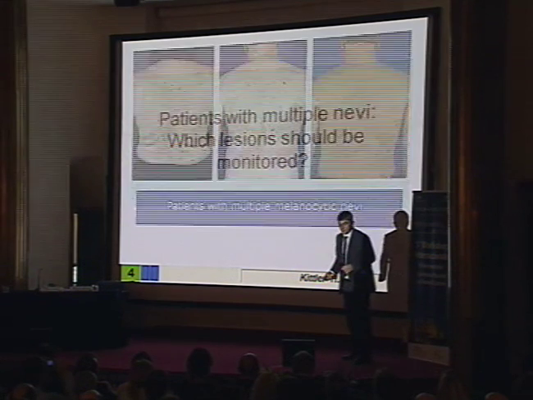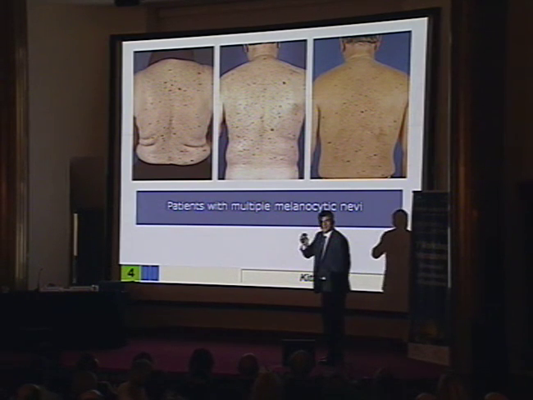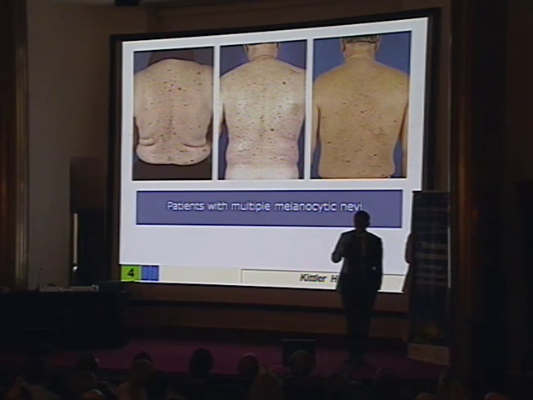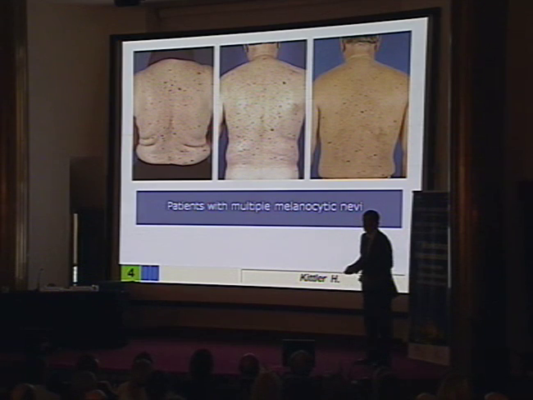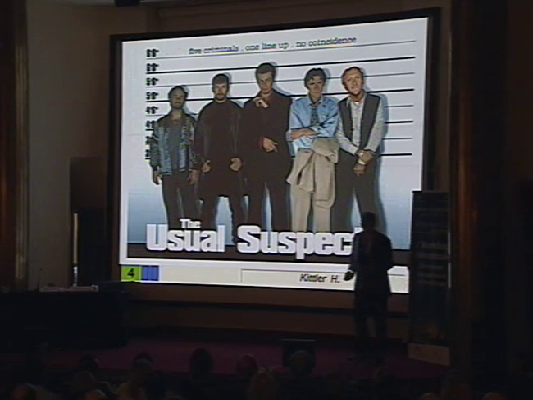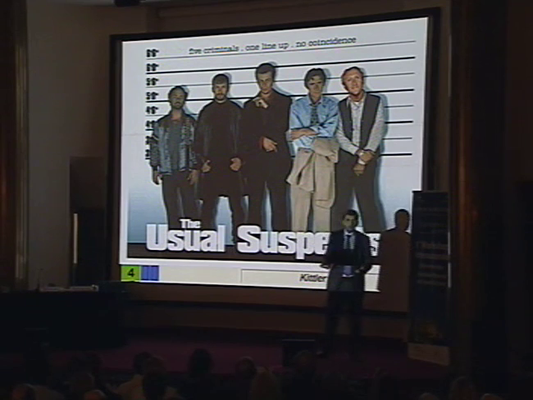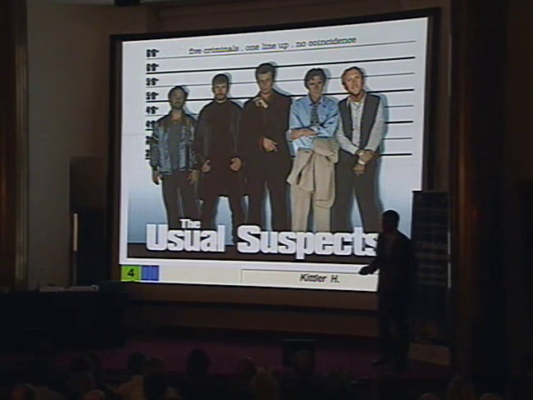Which lesions should be monitored? An important question. Well, which lesions should be examined with the dermatoscope? Nearly every lesion. If you want to catch an early melanoma, you cannot look only at the ugly ducklings, because maybe there is somebody within the sample who looks very innocent, but he may be only innocently looking and maybe the bad guy. You don't know.